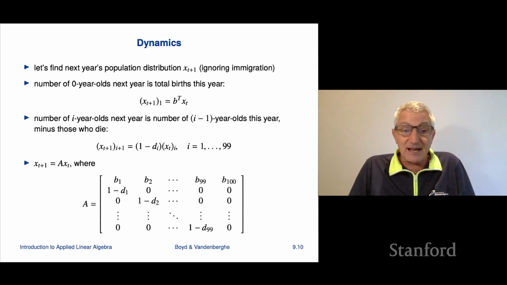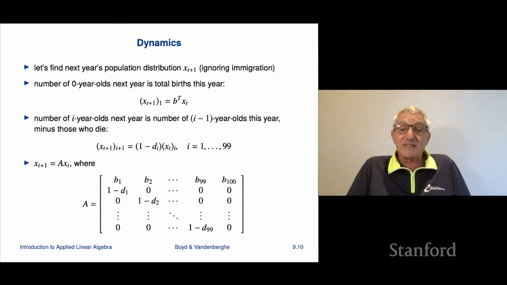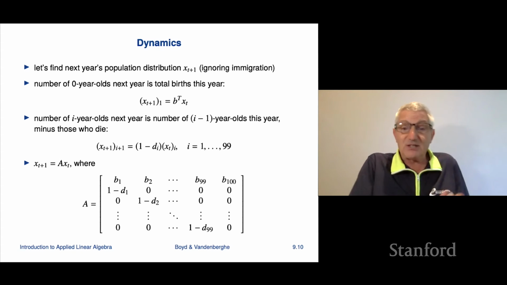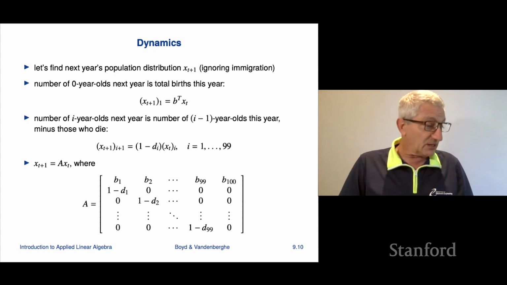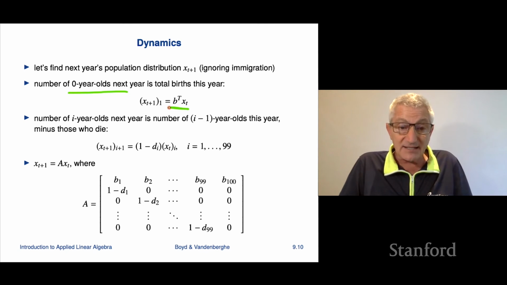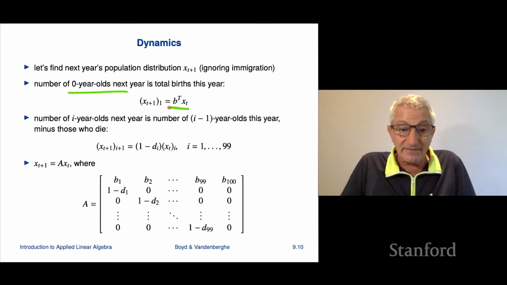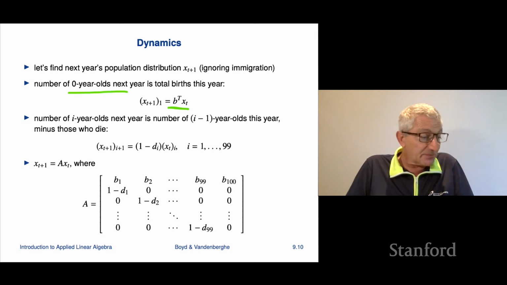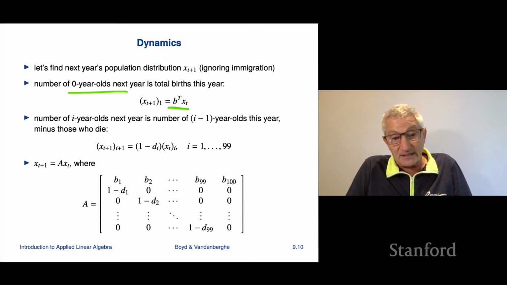Now we're going to construct the dynamics, and that means we're going to construct this 100 by 100 matrix that maps the current U.S. population density into next year's population density. And the way we're going to do that, it's pretty simple: the number of 0-year-olds next year is the total births this year. Now that's the inner product. I take the birth rate vector, that's B, it's a 100 vector, and I take the inner product of that with x_t, right?